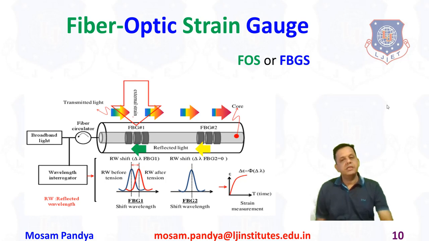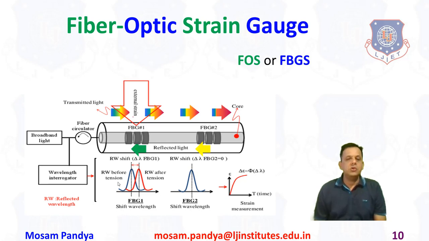Broadband light is inserted, and you see the application of external strain, this big arrow, and here the grating is now RW. RW is the reflected wavelength, the reflected light from the core. See, this is transmitted light, in the direction of these arrows, and the different colors in the arrow look like a rainbow, but it's not a rainbow. It is the different frequencies of the light, and out of that you see here the green color is being reflected back.